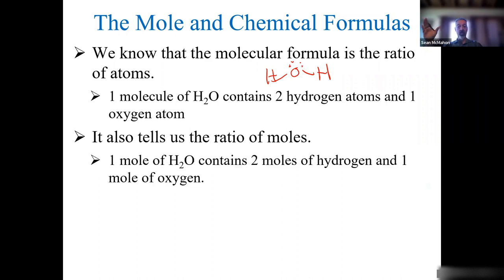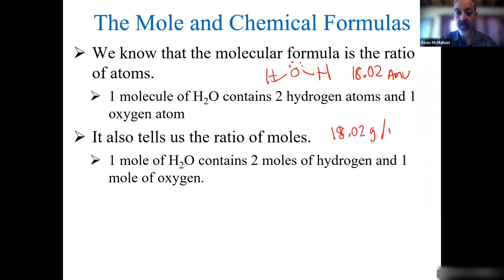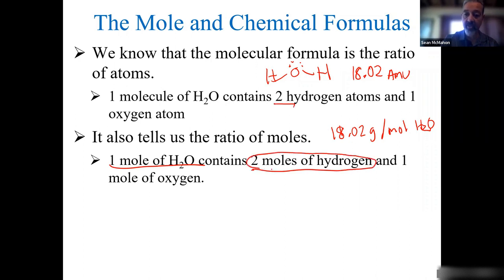We can weigh out 1 mole of H2O, because 1 molecule is only 18.02 AMU. There's no way you're going to put it on a scale. But a mole of water, there's 18.02 grams per mole of water. So in 1 mole of water, just a ratio, I have 2 moles of hydrogen, just because there's 2 hydrogen atoms per water molecule, and 1 mole of oxygen.